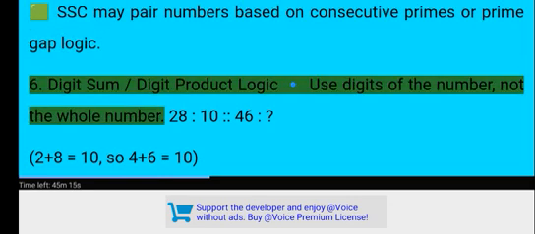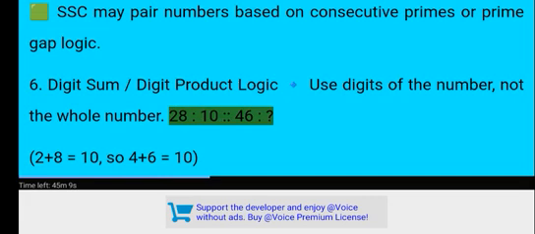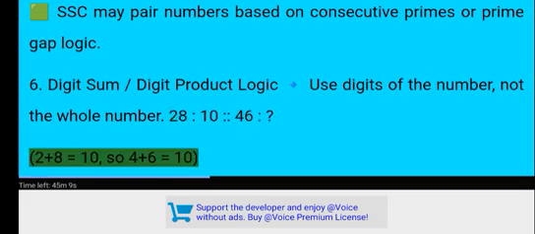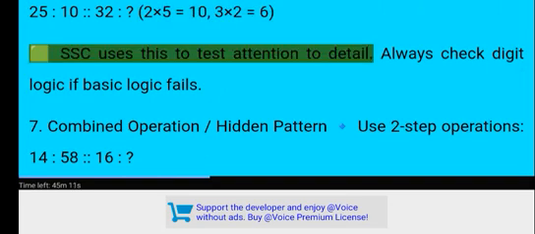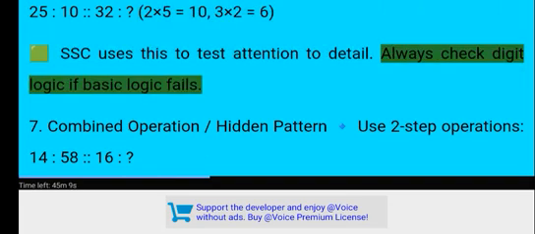6. Digit sum, digit product logic: use the digits of the number, not the whole number. 28, 10, 46. 2 plus 8 equals 10, so 4 plus 6 equals 10. 25, 10, 32. 2 times 5 equals 10, 3 times 2 equals 6. Green square: SSC uses this to test attention to detail. Always check digit logic if basic logic fails.